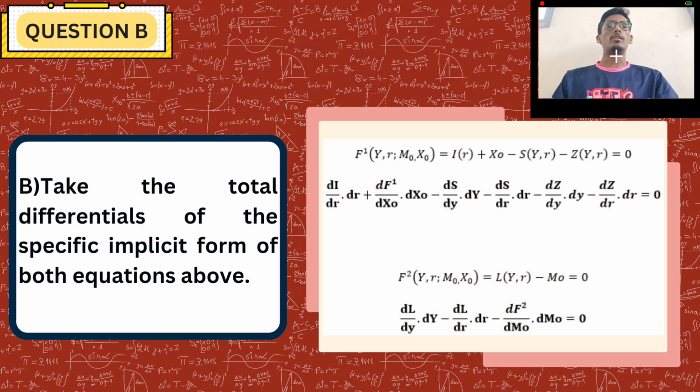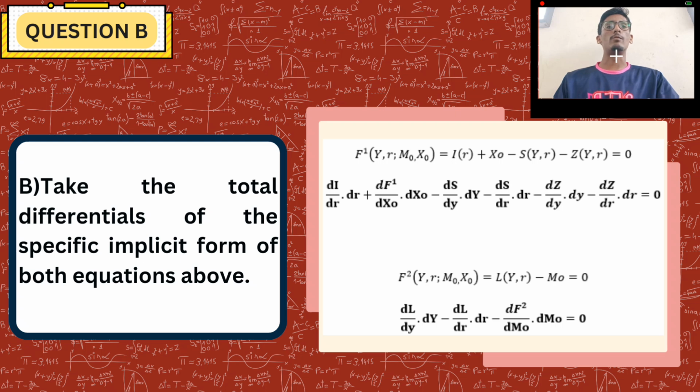Alright, let's move on to question B. For question B, we need to take the total differential of the specific form of both equations above. What is the specific implicit form? Specific implicit form is where we take the equation after the equal sign. So we have two equations.